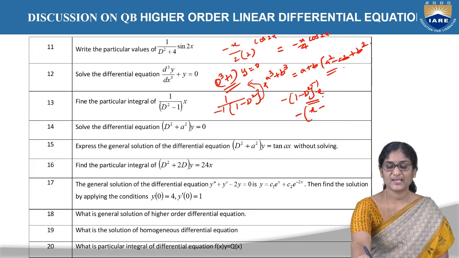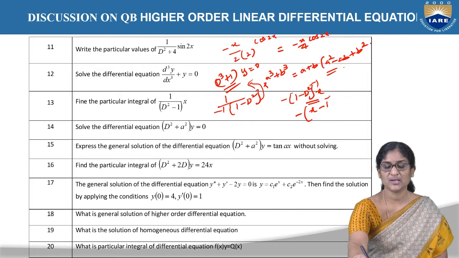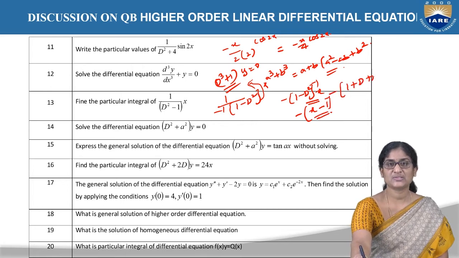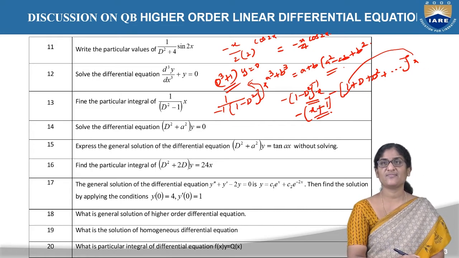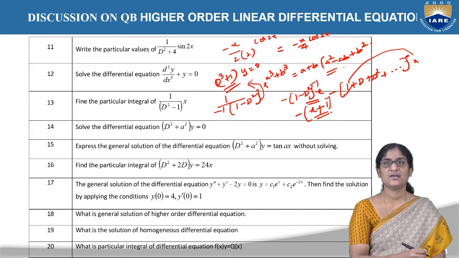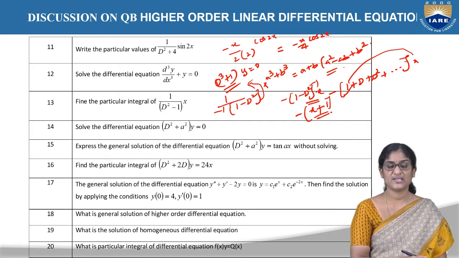Derivative of x is nothing but 1. Only two terms we are going to get, because we are going to get 1 plus d square, and so on. So 1 into x is x, and the derivative of x is 1. Therefore we get minus of (x plus 1) as the value of the particular integral for the 13th question of the first part A in the question bank.